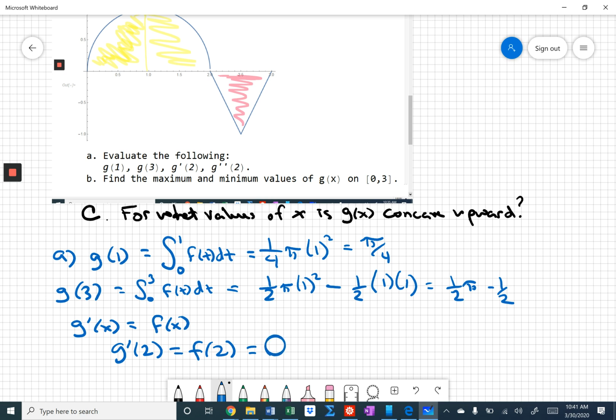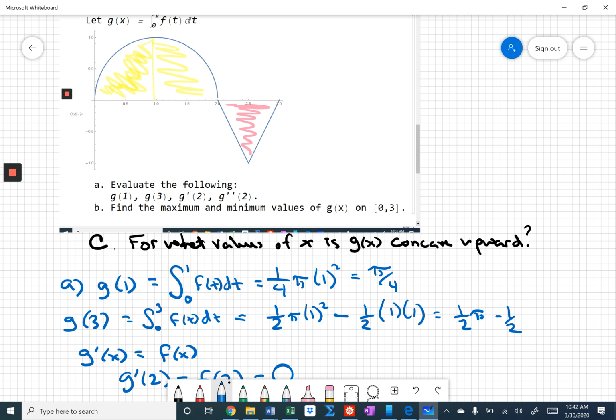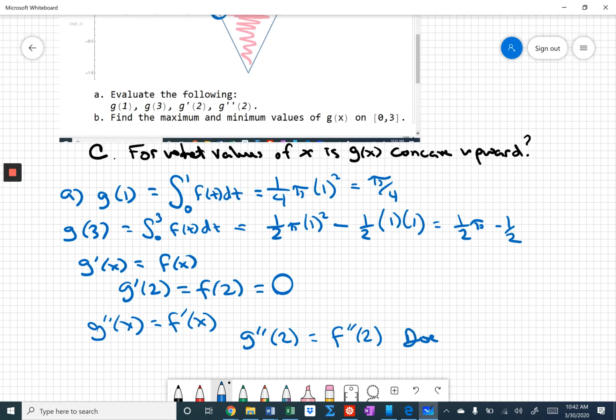And then I need g double prime of 2. Well, g double prime of x, excuse me, is f prime of x. And so g double prime of 2 is going to be f double prime of 2. And if I go back up here and look at this graph, at this point at 2, even though there's a gap there, the gap wasn't intentional, but there is a sharp turn, so this does not exist because of that sharp turn.